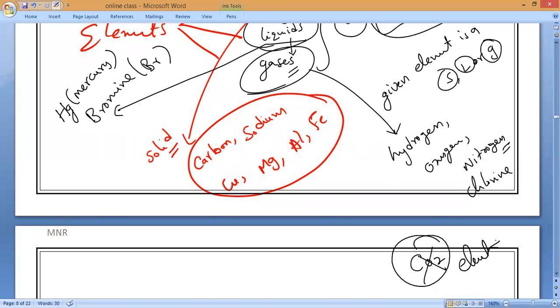Gaseous elements means carbon dioxide won't come because it is not an element. What is this, guys? It is a compound. So carbon dioxide is not a gaseous element, it is a compound. So hydrogen, oxygen, nitrogen, chlorine. This one you can learn.